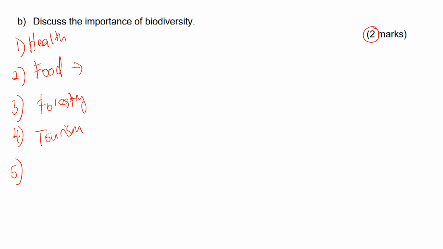the organisms that are found in the forest, the wild, or the wildlife, can be used in the biotechnology field. It uses the genes of the native or endemic organisms to make new crops and also medicine. And then another importance that you can include in your answer is indigenous knowledge.